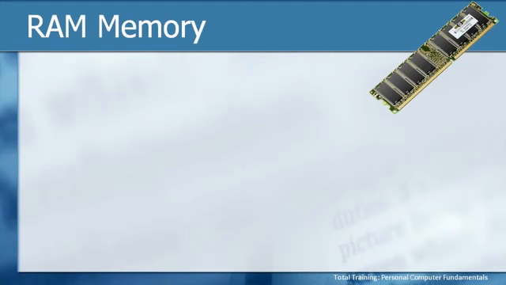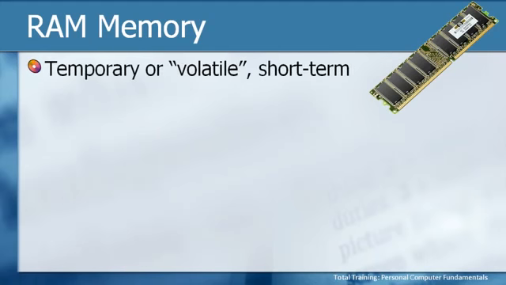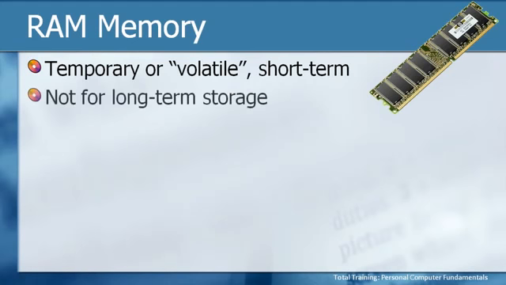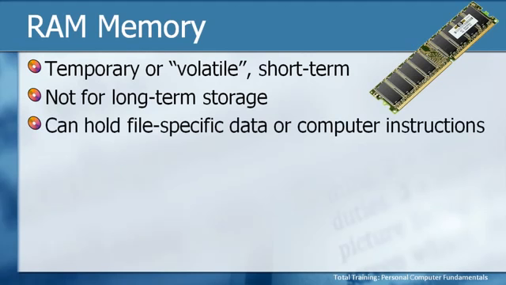Now that, of course, is different than RAM memory. Remember that the hard drive is storage, but RAM memory is not. This is temporary, sometimes called volatile or short-term. It's not for long-term storage. If you want to keep something a long time, you had better not keep it in RAM memory, because as soon as the computer goes off, that information will be lost. This is short-term. RAM can hold file-specific data, like if I'm typing a letter, until I actually save it, that will be held in RAM memory.